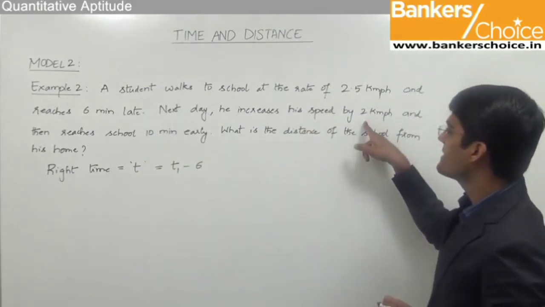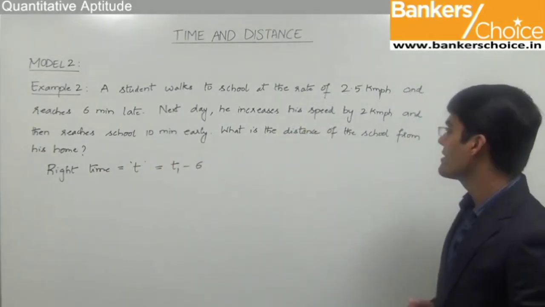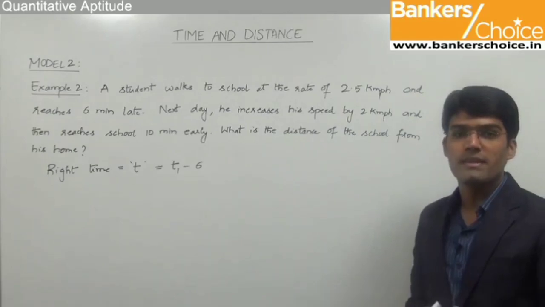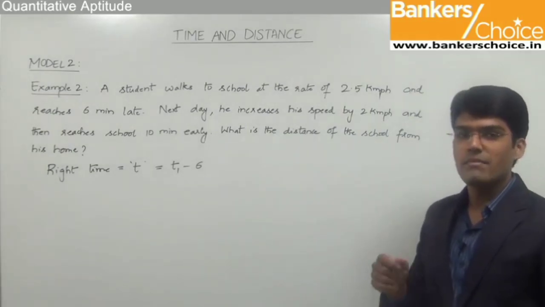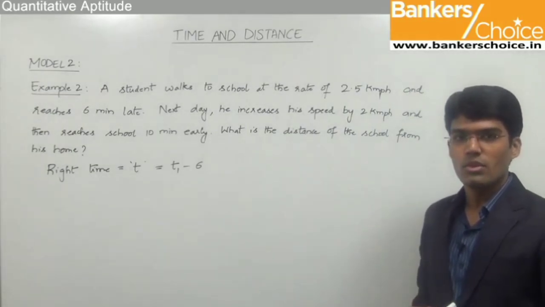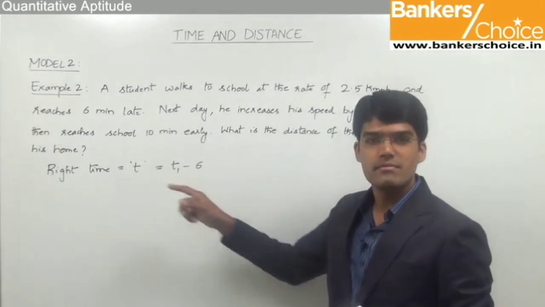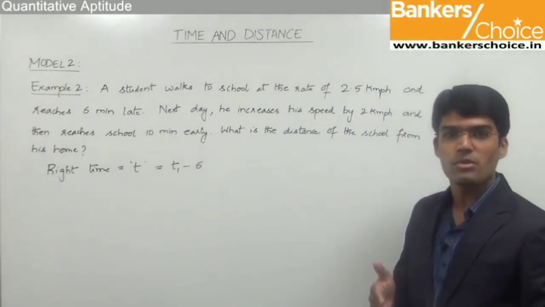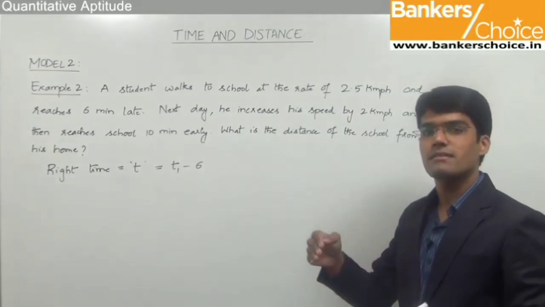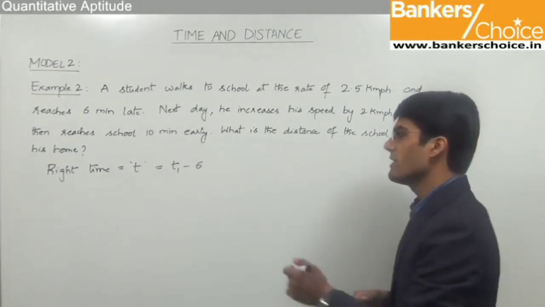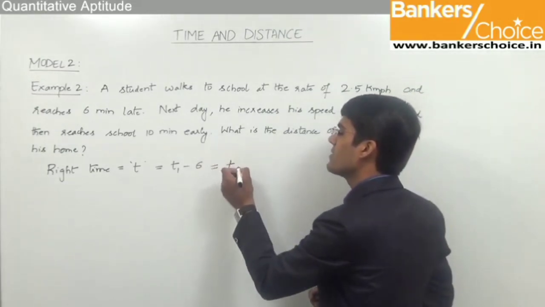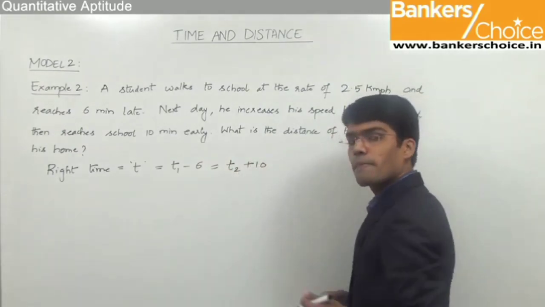And in the second case, when he increases his speed by 2 kilometers per hour, he reaches his school 10 minutes early. That means if the time taken in the second case is t2, to that time t2, if we add 10 minutes, then we get the right time t. Because he has reached early, he is before the right time. So if we take 10 minutes more, we get the right time t. So we can say that the right time t is also t2 plus 10.